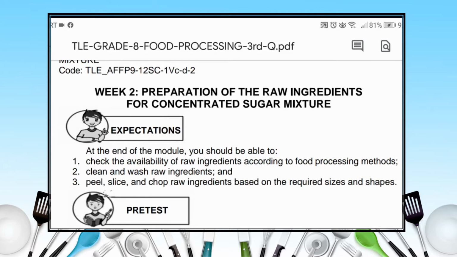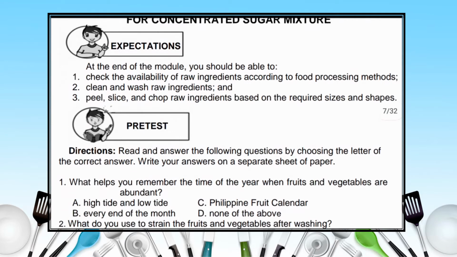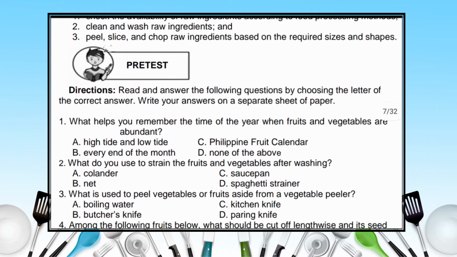The topic for this week is about preparation of the raw ingredients for concentrated sugar mixture. So at the end of the module, students are expected to check the availability of raw ingredients according to food processing methods, clean and wash raw ingredients, and peel, slice, and chop raw ingredients based on the required sizes and shapes. So, the first part of the module is the pre-test.